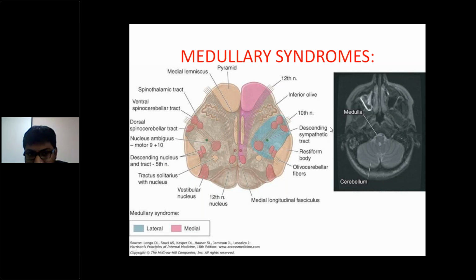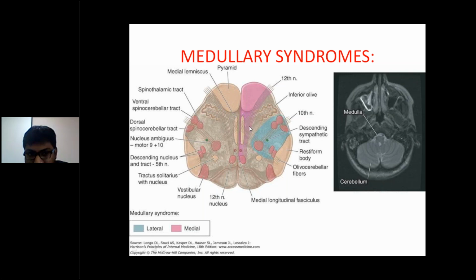Okay. See, this is the cerebellum. Is this CT or MRI? This is MRI, right? So this is pyramid.